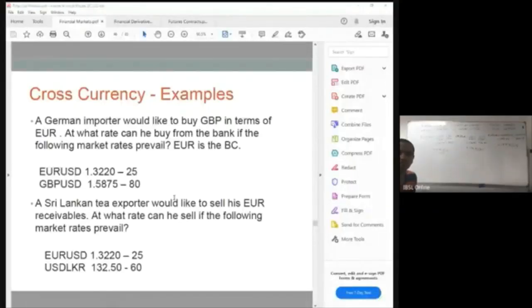It says a German importer would like to buy sterling in terms of euro. At what rate can he buy from the bank if the following market rates prevail? Euro is the base currency. So you'll be given euro dollar and sterling dollar. Okay, so this guy is a German importer, meaning his currency is euro, and he wants to buy sterling. So let's try this.